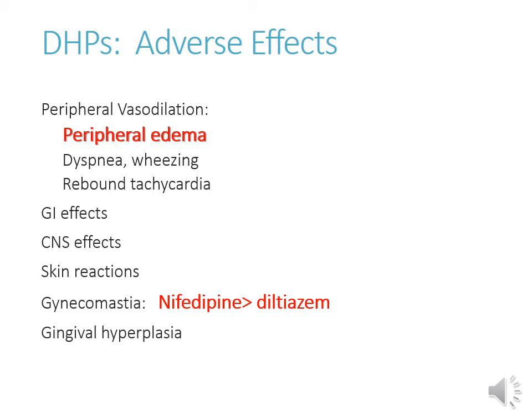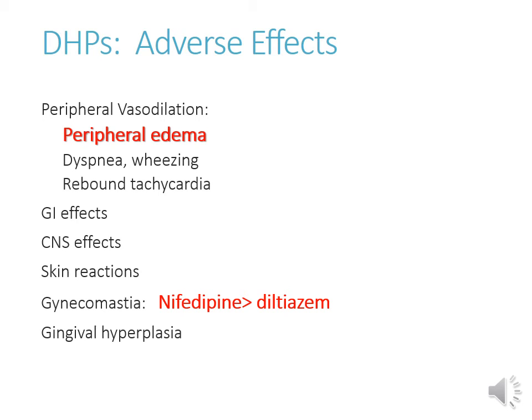So adverse effects, you'll see that most of them are going to be related to this peripheral vasodilation. So peripheral edema can be a really big problem, especially for patients who have kind of poor circulatory issues anyway. And then the other thing to note here is this rebound tachycardia. So if you guys remember, anytime you drop your total peripheral resistance, what does your heart respond by doing? Pump harder? Yeah, so it wants to increase cardiac output, right? Because you want to maintain homeostasis.